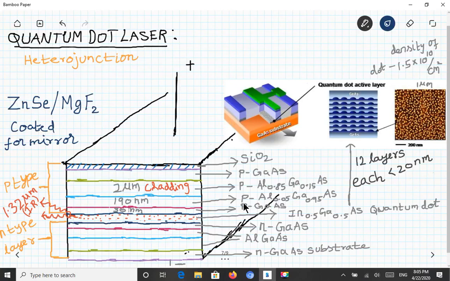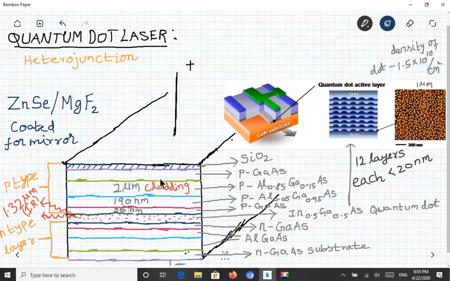So from where the laser will come out, and this is the rough area. So here there will not be any laser output. You will see the laser output only from this partially reflecting surface.